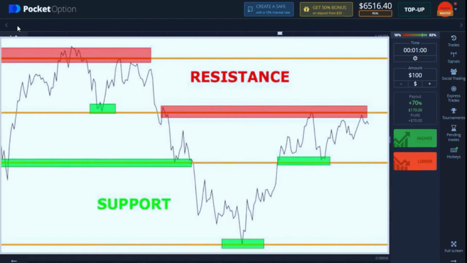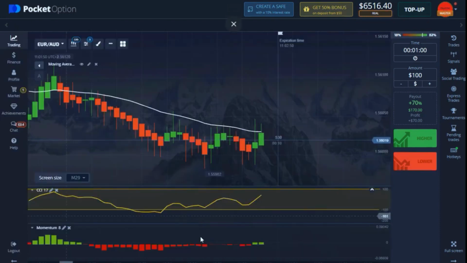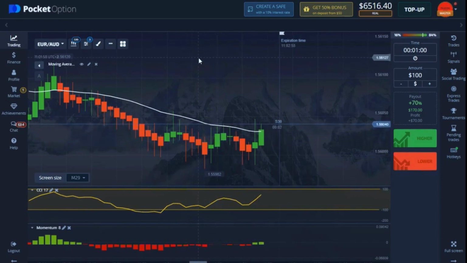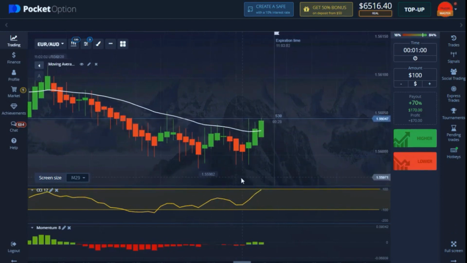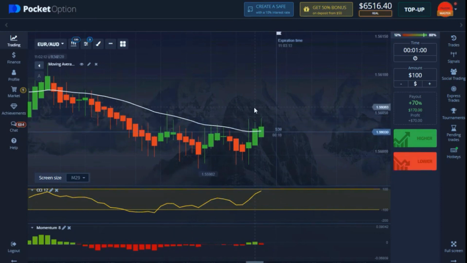So when we have our candle at the top of the chart, we refer to that as the resistance level. When we have it at the bottom of the chart, we call that a support level, and when we have it in the middle, we call it the middle chart. I'll be showing you the best moment to enter a trade at the resistance level, the support level, and in the middle.